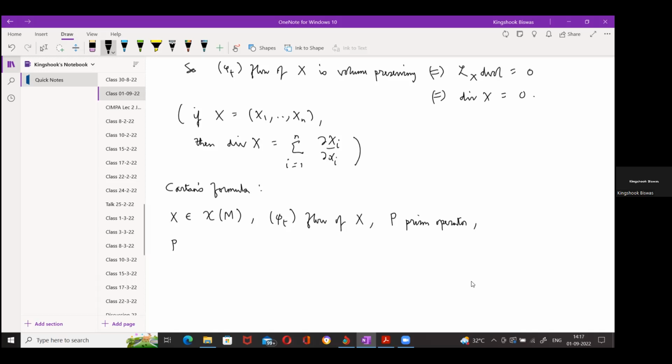So P of (t, x) is phi t of x. Okay. And then we take the small prisms, for epsilon small close to 0, P epsilon of (t, x) is P of (epsilon t, x). Okay.